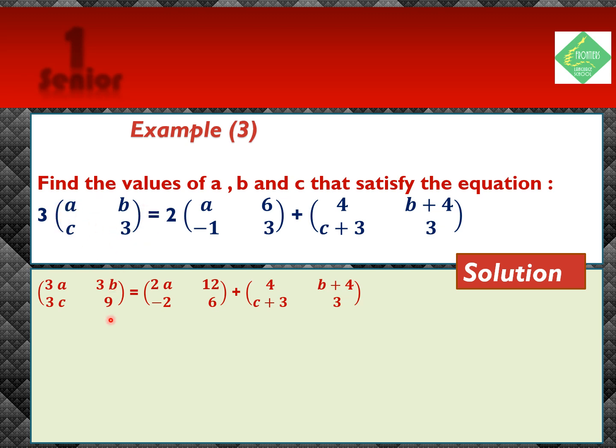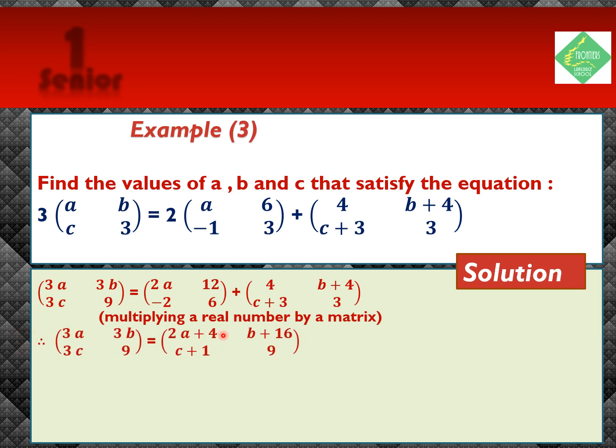3 multiplying 3 will be 9, equals 2 multiplying 8, a, negative 2, 12 and 6, plus these elements. Now you can add them because they have the same order. 2a plus 4, 12 plus b plus 4 which is b plus 16, negative 2 plus c plus 3 which is c plus 1, 6 plus 3 equals 9.